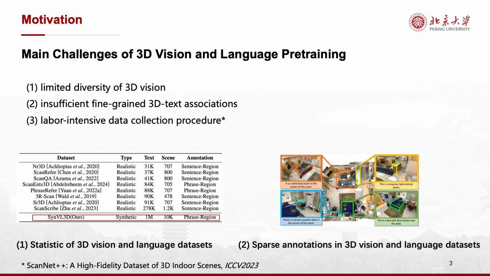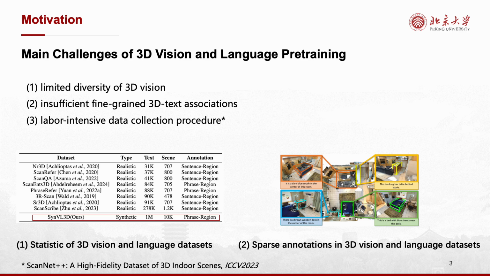However, 3D VL is limited by pre-training datasets, as 3D collection depends on devices, and has inherent complexities and increased costs in contrast to 2D images. Existing 3D VL datasets have three limitations. Firstly, limited diversity of 3D vision. One of the largest datasets, ScanScribe, combines multiple existing 3D datasets, but still only contains 1,200 indoor scenes.